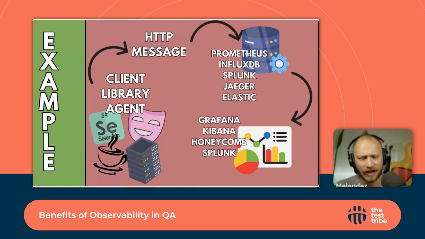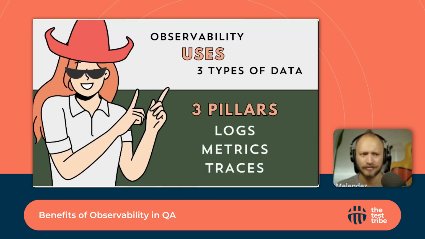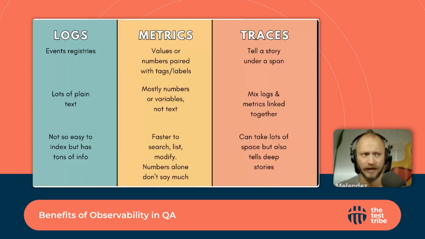So I mentioned a few elements out of this that you were like, "Mm, traces, logs, what?" So observability uses mainly three types of data. Some innovative people, crazy people are bringing out a fourth pillar, but we have the traditional three pillars of observability: logs, metrics, and traces. So what are each one of them? Logs are registries. So just a line of text, lots of plain text indicating what happened.